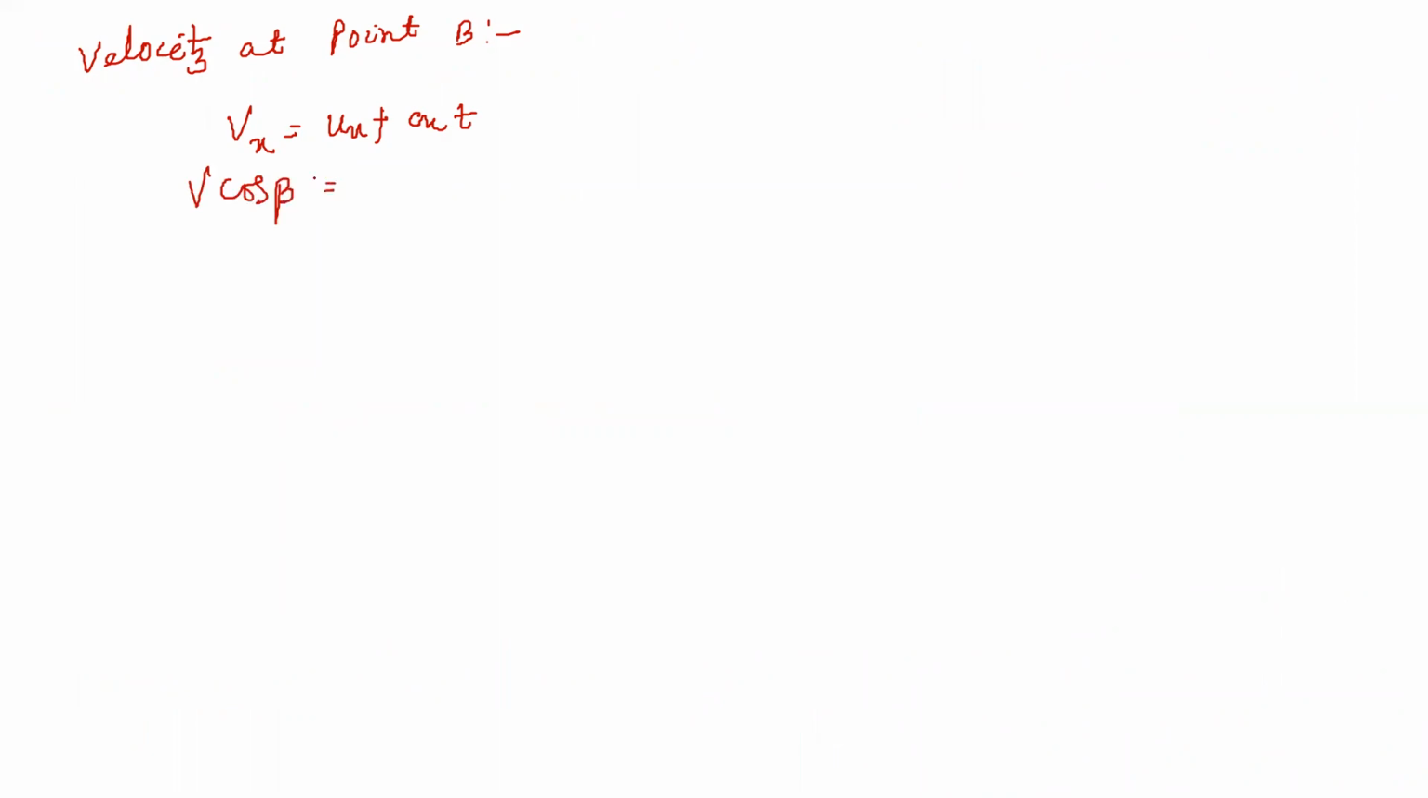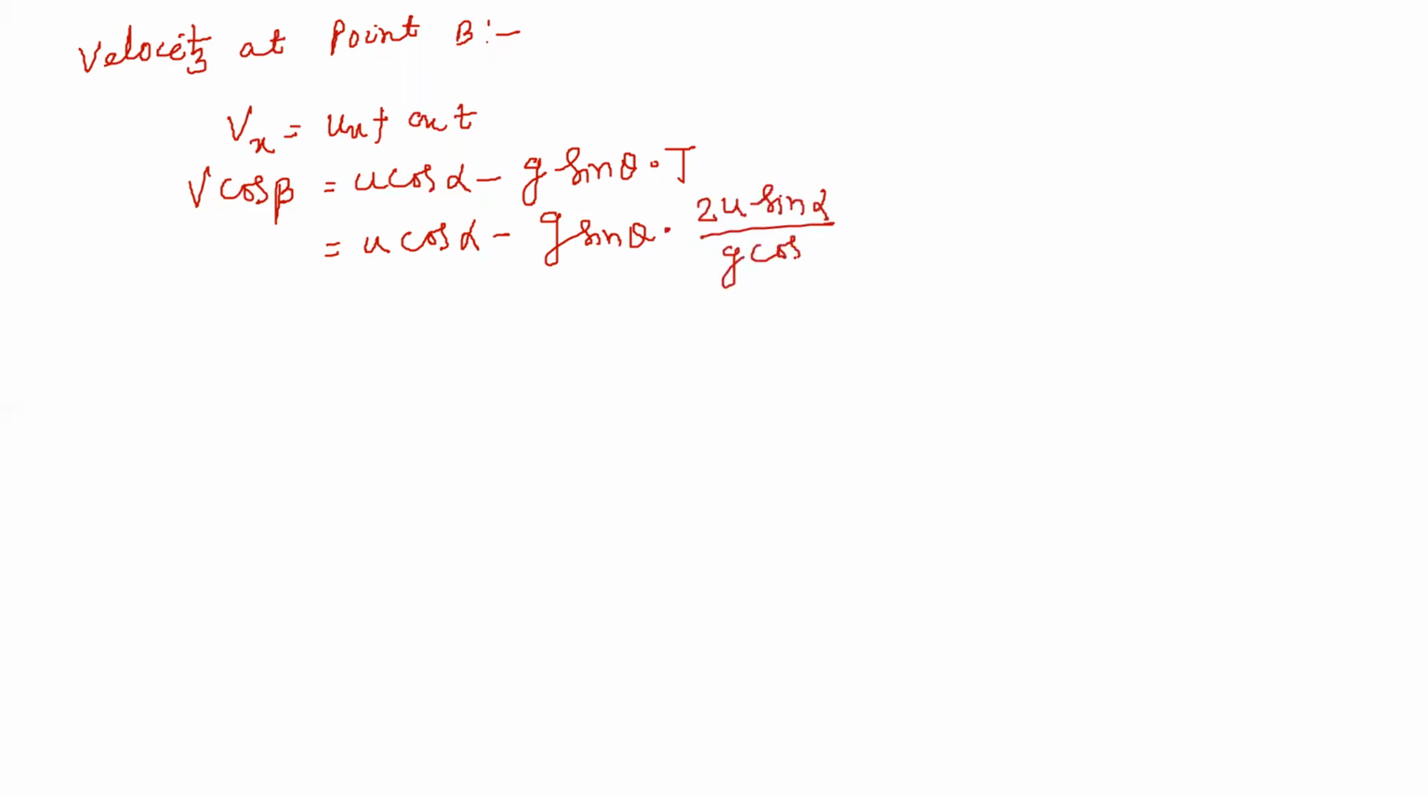is equal to Ux, which is U cos alpha. We knew this. And Ax is G sin theta, so I can write minus G sin theta into total time taken T. Putting the value of total time taken, I can write U cos alpha minus g sin theta into, in place of t, 2u sin alpha divided by g cos theta.